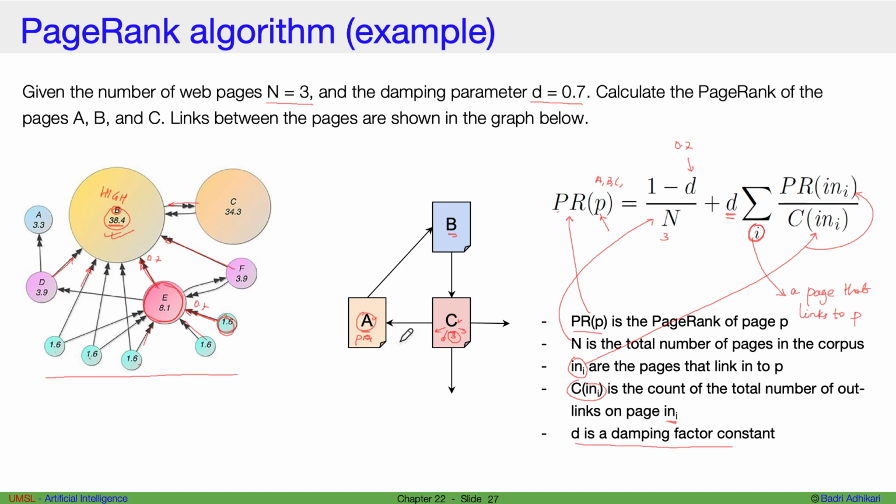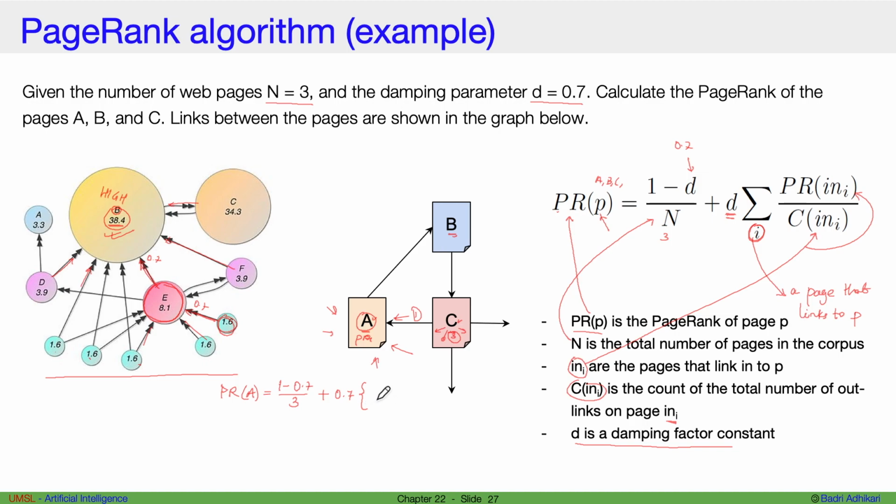So now for this particular example, let's calculate the page rank. Let's start by trying to calculate the page rank for page A. The page rank for page A will be given by this expression. We have (1 minus D), which is 0.3, divided by 3, plus, and what we do is we multiply by this damping factor 0.7, and we look at all the inlinks. So how many pages link to A? We only have one page that links to A, which is page C.